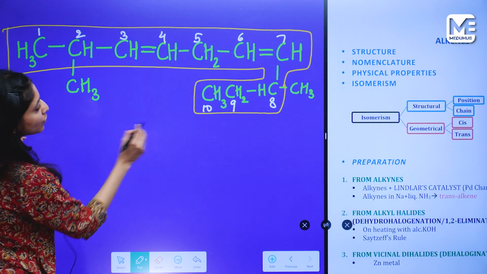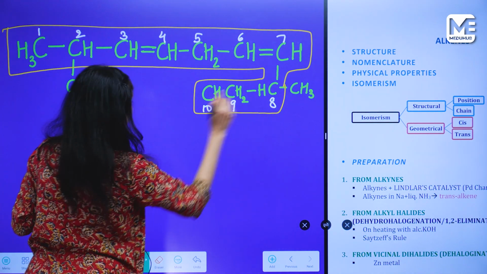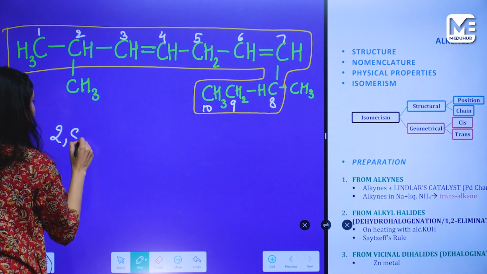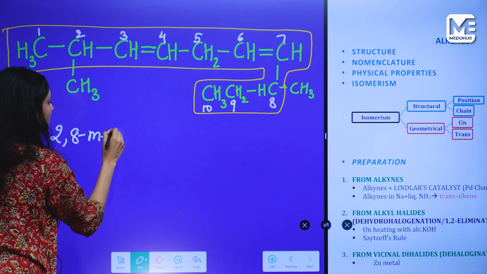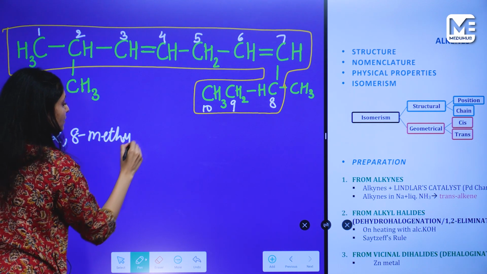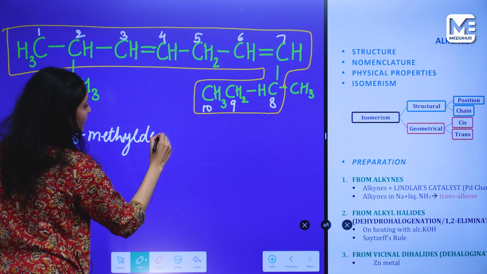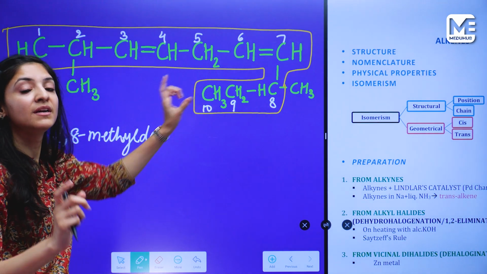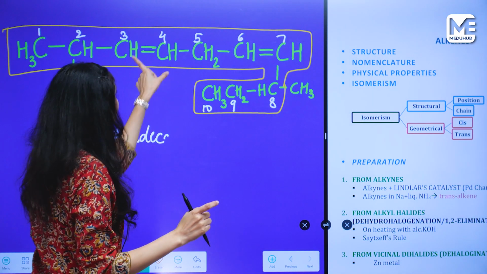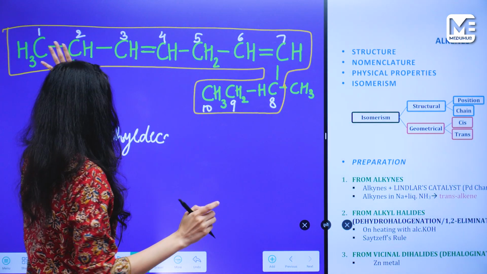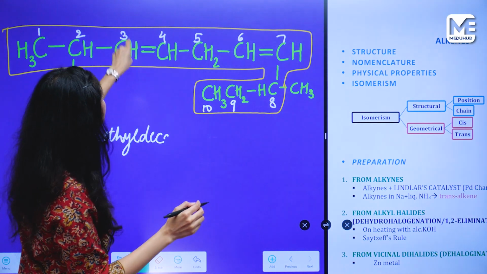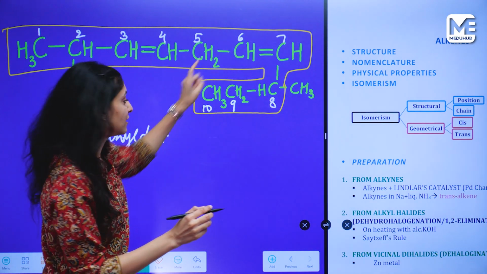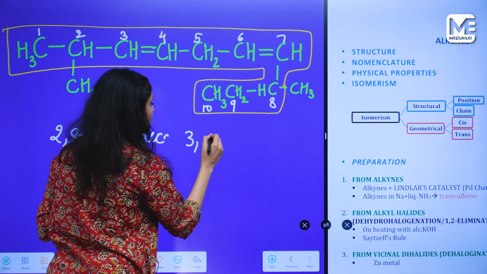Now we have 2,8 methyl dec. Now there are two double bonds. You need to make sure that both the double bonds are encountered first. So what you do is, the first one is at third carbon, second one is at the sixth carbon. So we have 3, 6.